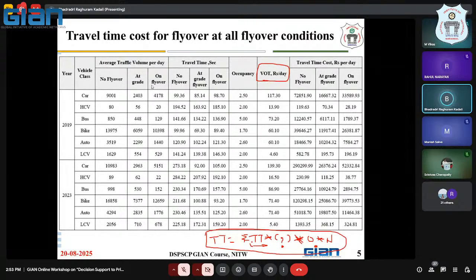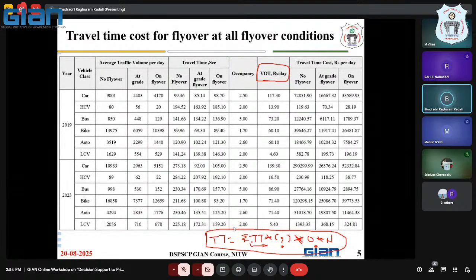But after construction of the flyover, we have the flyover as well as the road at grade section. So then we need to estimate, for the no flyover case, what is the total travel time in seconds, for the at grade case, what is the total travel time in seconds, and on flyover, what is the travel time in seconds. If you see that, there is a significant improvement in the travel times between the no flyover case and the on flyover case.